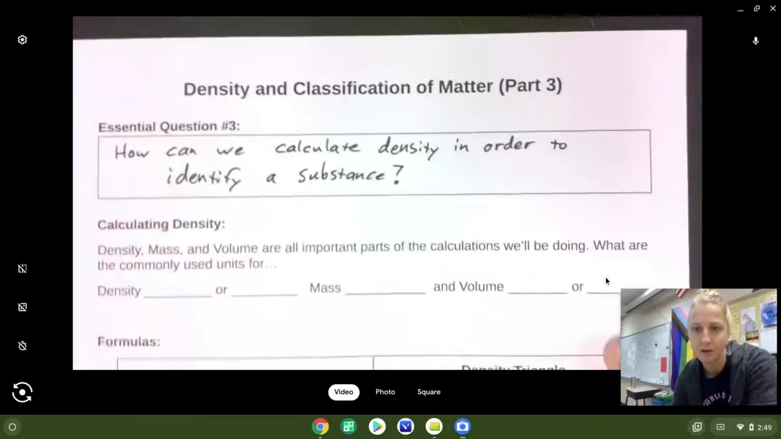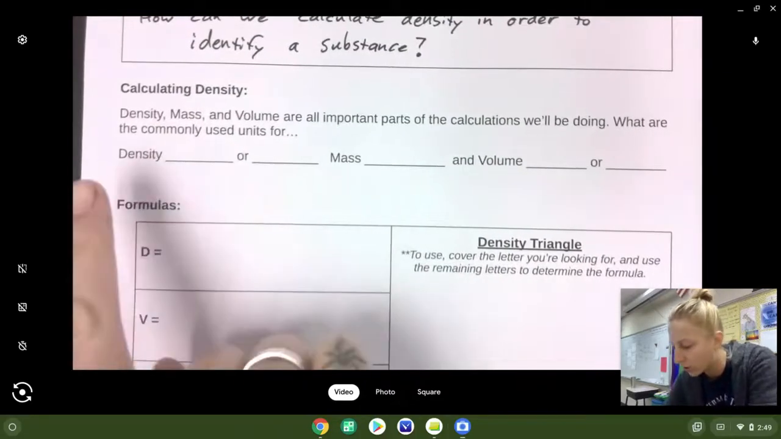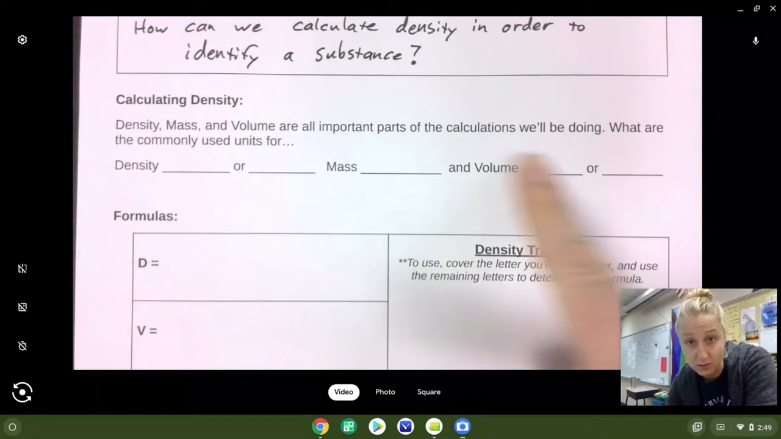All right, so density and classification of matter part 3. Our essential question today is going to be how can we calculate density in order to identify a substance, okay? Now, in order to do this, we need to know some units.